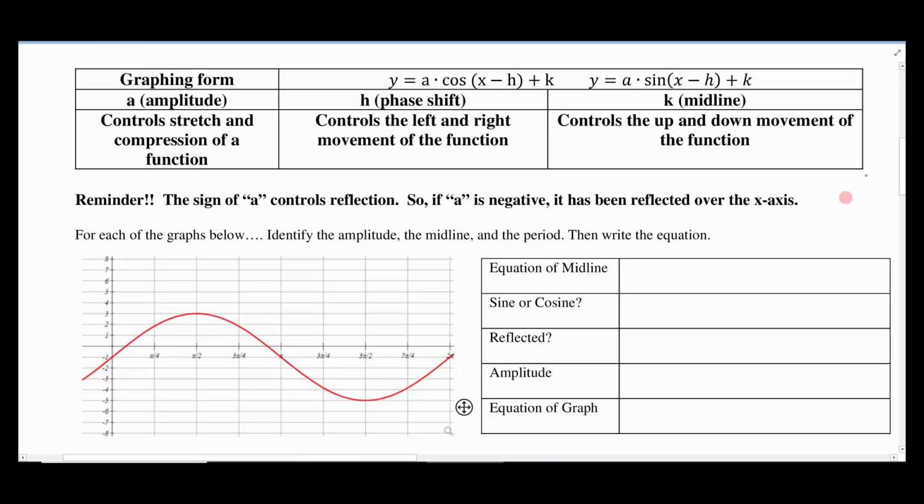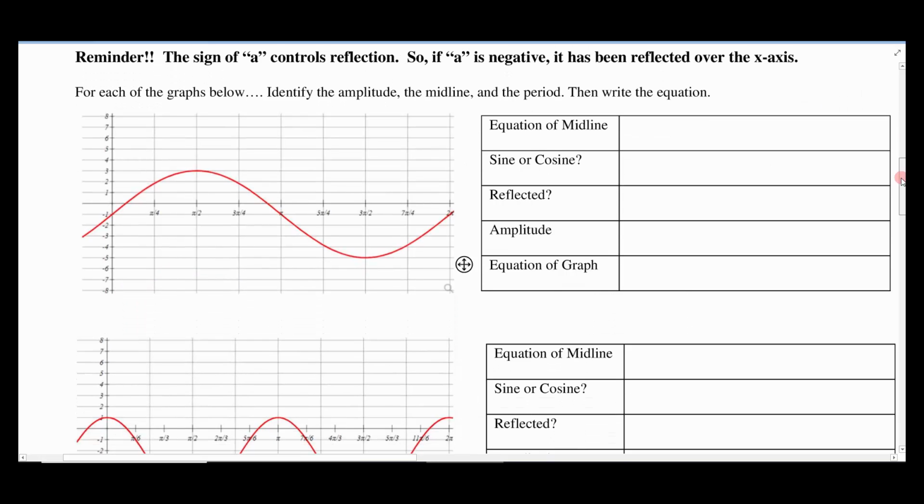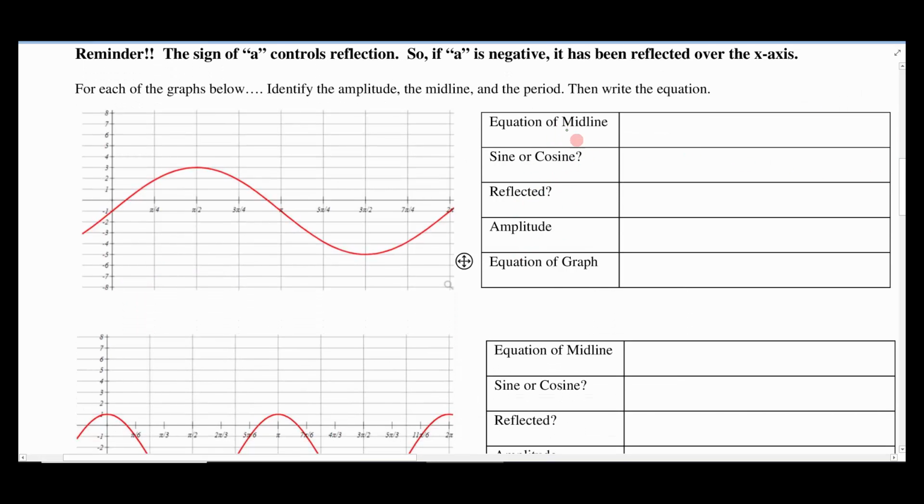All right, so we're going to jump right into a graph here, and our goal is to find these things, right? We want to be able to find the midline. How do we figure out if it's a sine or a cosine that we're looking at? How do we know if it's been reflected? All of that stuff. So I'm going to go through that in detail today.